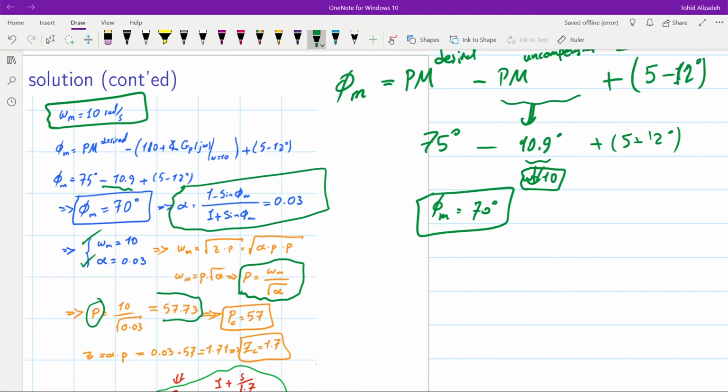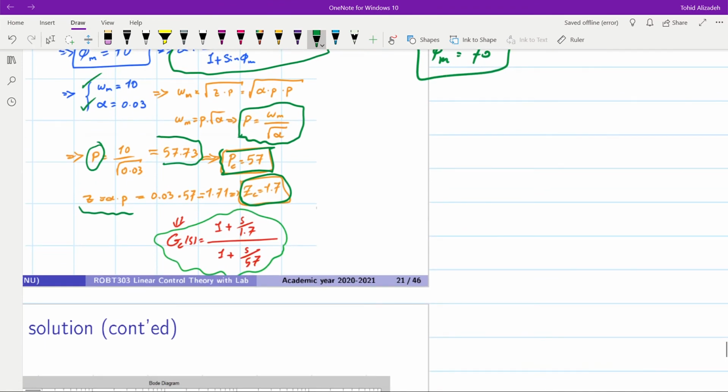We can pick a value like 57. And then we have z equal to alpha times p. Therefore, the zero of the controller will be obtained as 1.7. And as a result, the lead compensator will be obtained as 1 plus s over 1.7 over 1 plus s over 57.